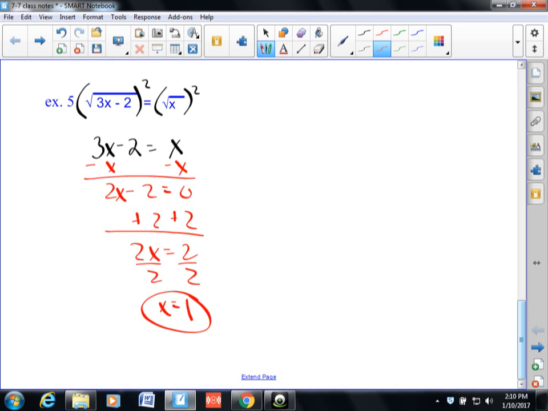If we check it, first radical, 3 times 1 is 3. 3 minus 2 is, sorry, 3 minus 2 is 1. Square root of 1 is 1. And then over on the other side, you're taking the square root of 1. So it works.